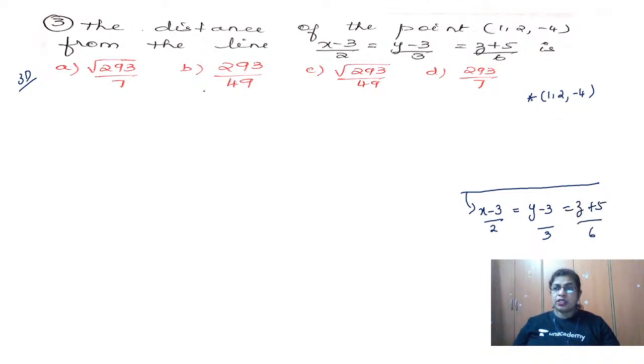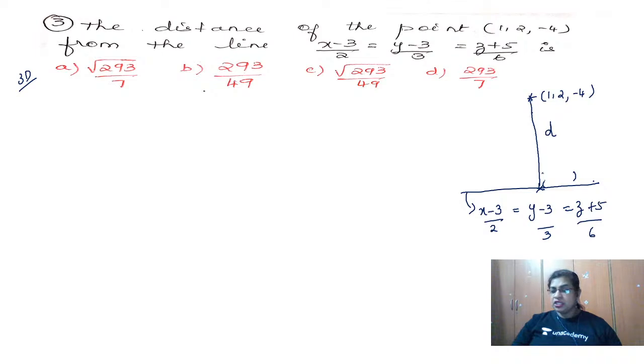One way of doing it: you are requested to find this distance between the point and the line. One way is to find the direction ratios of this line. Then you take that this line and this line are perpendicular to each other, therefore the dot product is 0. So find the value of lambda and then find this point here and then use the distance formula. That is a lengthy process. I'm going to give you a shortcut for this problem.